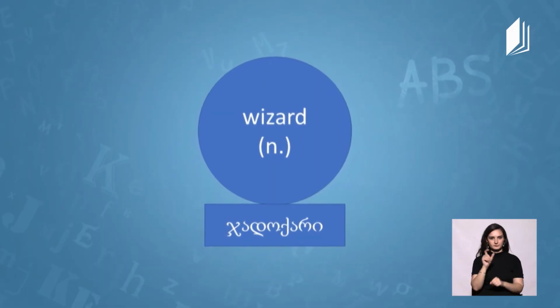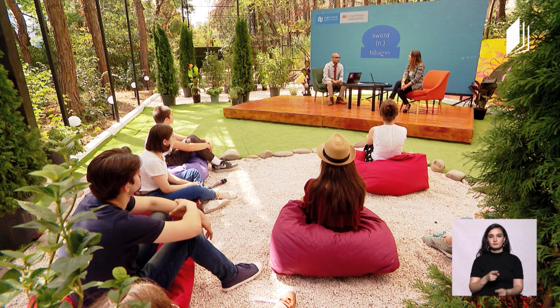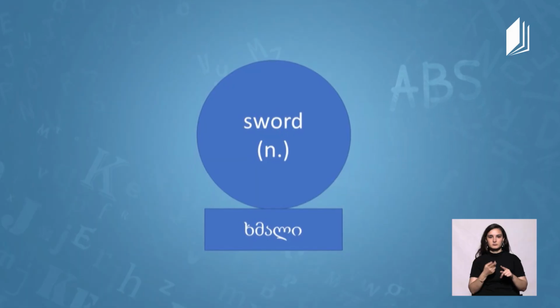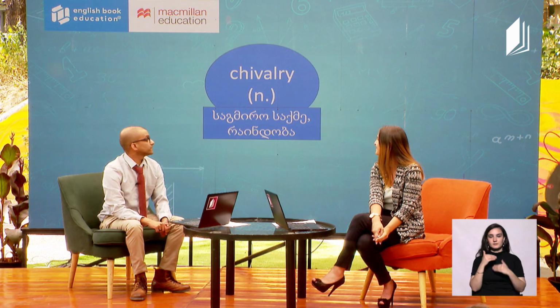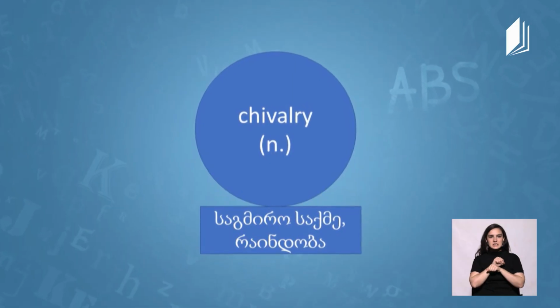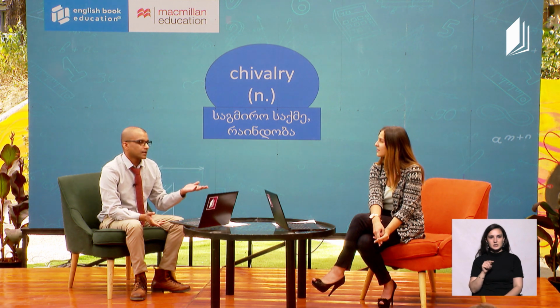Then we have sword. Sword. A weapon you hold in your hand with a long metal blade used by knights. Yes, and our king Vakhtang Gorgasali had a huge sword while he was fighting. Excellent. Next we have chivalry. Chivalry. The combination of qualities that the ideal knight would have, such as courage, honor, justice.